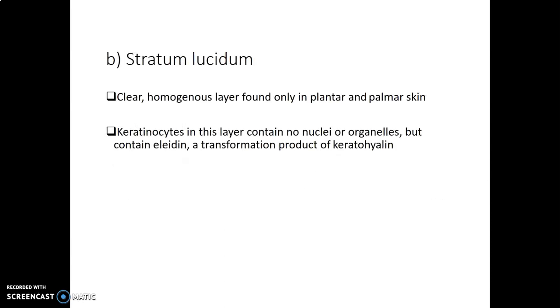Then the stratum lucidum is a clear and homogeneous layer, and it's only found in thick skin, and that's mainly in the plantar surface and the palmar, the palms of the hand. So keratinocytes within the stratum lucidum usually also lack the nuclei and organelles, but they contain what we call eleidin, and this is a transformation product of keratohyalin.